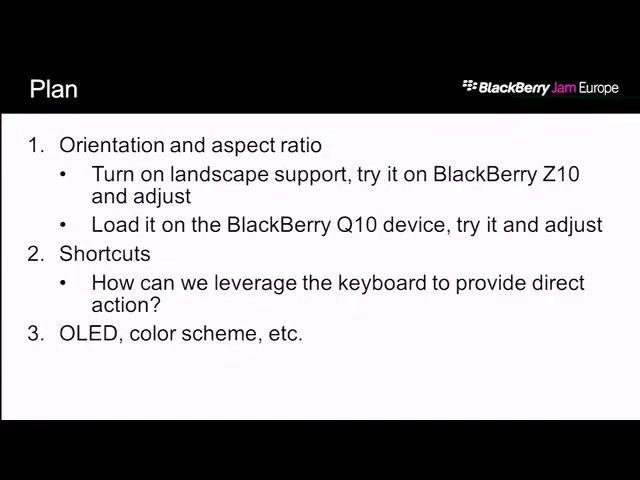So here's the plan. For orientation and aspect ratio, let's just turn on landscape support, like I said, and load it up and see what's going on. For the Q10, same thing. Then we'll tackle shortcuts, because now we have a device with a physical keyboard. People are going to press keys. That's a given. And I think the older devices also had shortcuts that a lot of users will be used to. So we want to see how to add support for that. And then we'll take a quick look at the OLED and the color scheme.